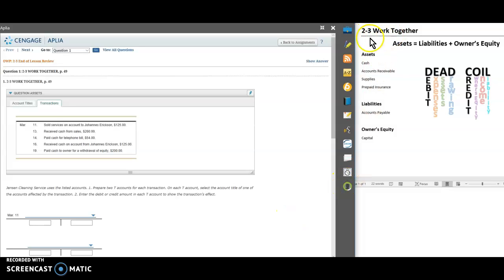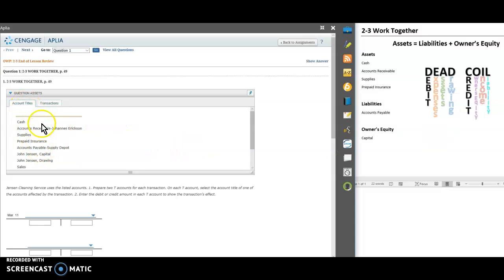2-3 work together? Basically, this is a continuation of 2-2. Got our accounting equation here. Remember debit coil, help you remember the normal balance for debits and the normal balance for credit side. I've got our transactions, and they give you your account titles also.